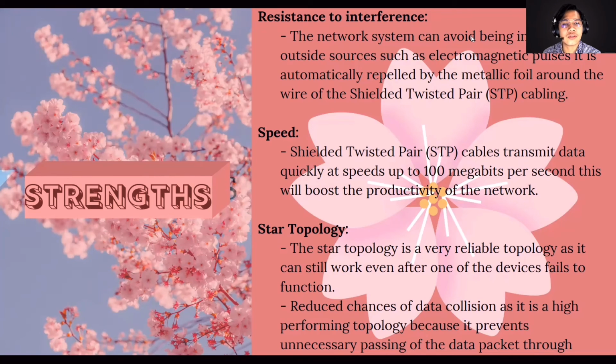This will boost the productivity of the network itself. The third and last strength is the use of star topology. The star topology is a very reliable topology as it can still work even after one of the devices fails to function. Moreover, it has reduced chances of data collision as it is a high performing topology and it prevents unnecessary passing of data packets through nodes.